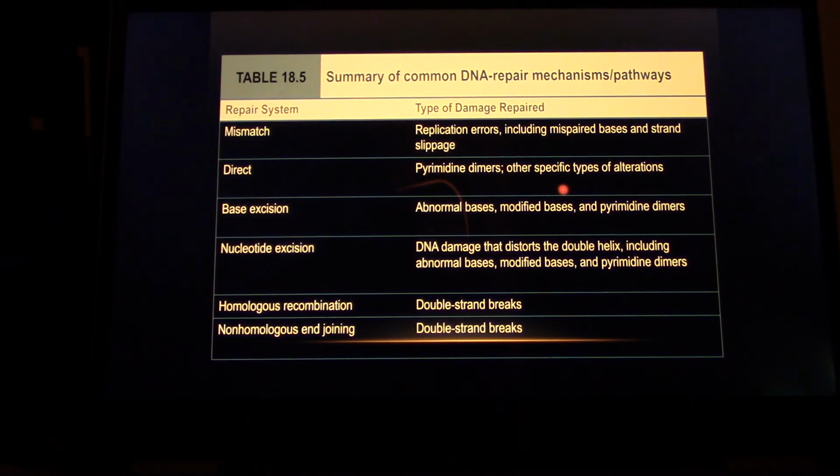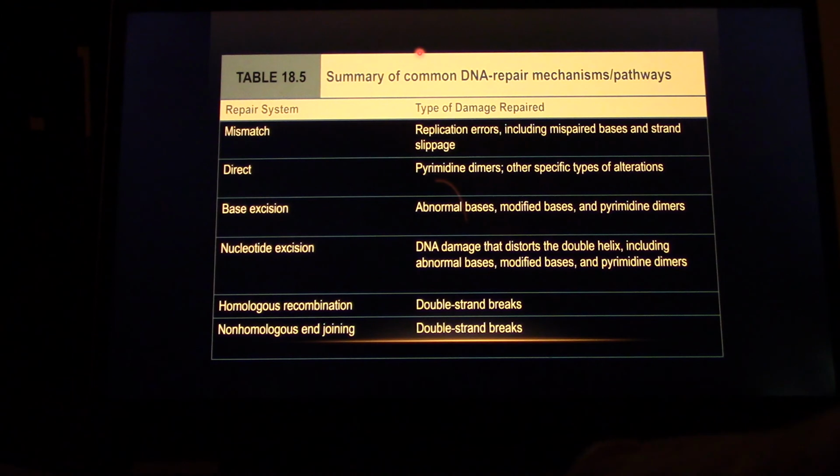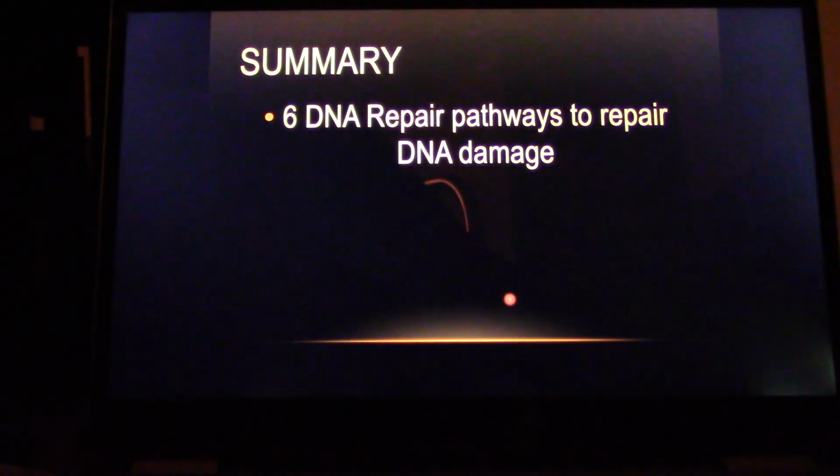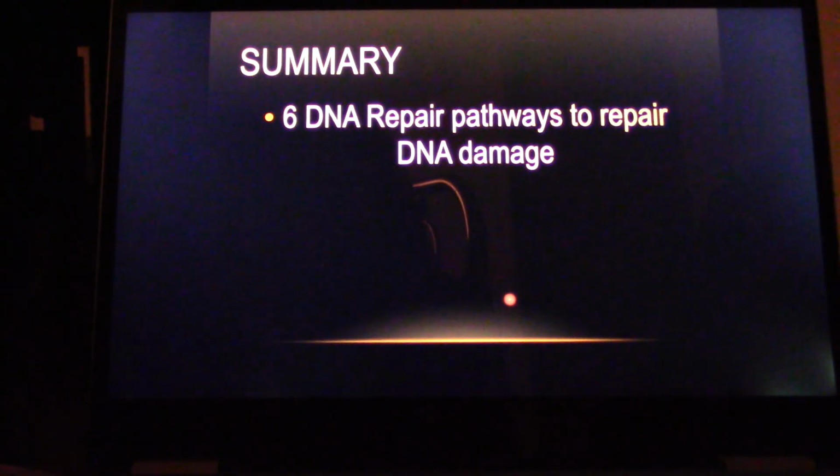So here's this table of all of the 6 mechanisms that we've talked about. Summary of common DNA repair mechanisms and pathways in table 18.5. So please study the repair systems and the type of damage that they typically repair, shown in the second column. Summary, so we talked about 6 DNA repair pathways to repair DNA damage. And that is all.